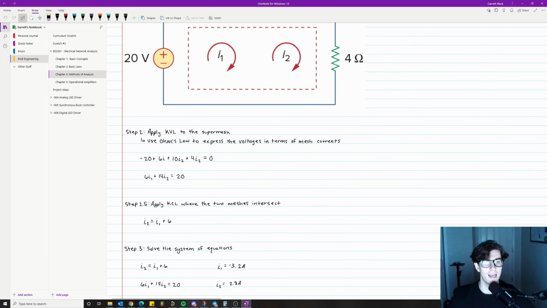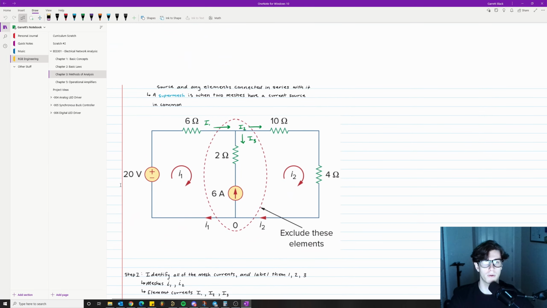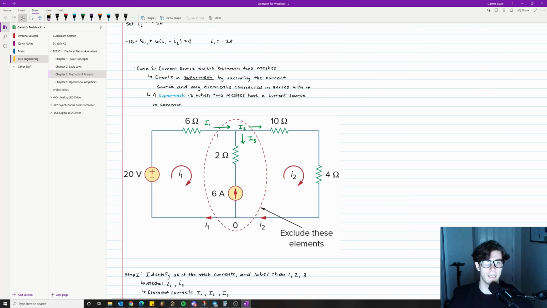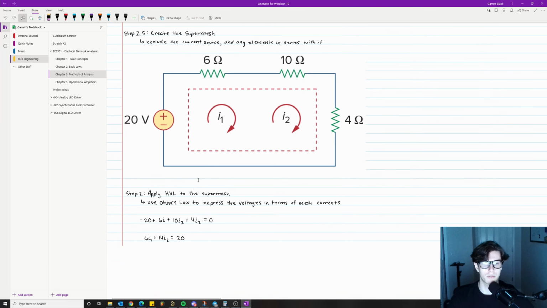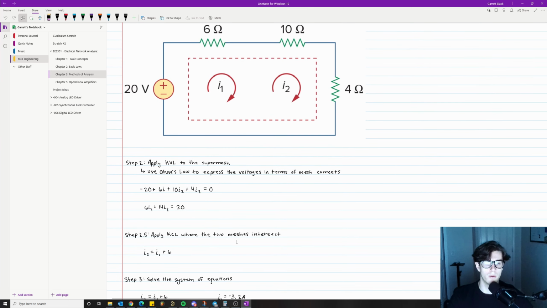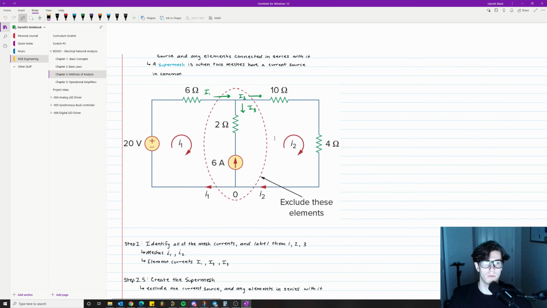Step 2.5 is to apply Kirchhoff's current law where the two meshes intersect. So we know that mesh I2 equals mesh I1 plus 6. And where do we get that from? Assuming clockwise directionality, we assume that mesh I1 is going into this node. You can just imagine it going around into the node. And then mesh I2, if we assume clockwise directionality, is leaving the node. And also 6 amps is going into that node, right? So that's where we get I2 equals I1 plus 6. Hopefully that makes sense. Like I said, we have mesh I1 going in, 6 amps going in, and mesh I2 going out.